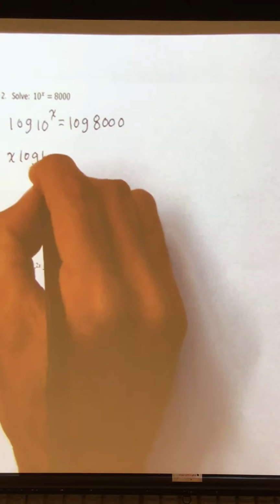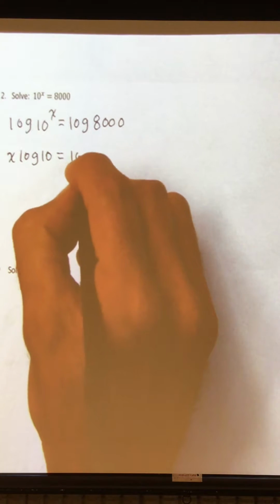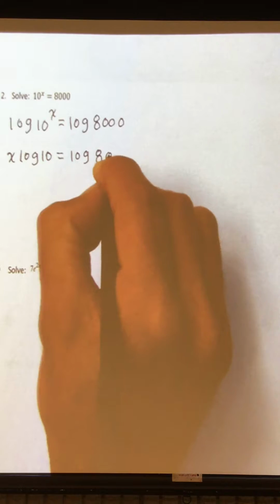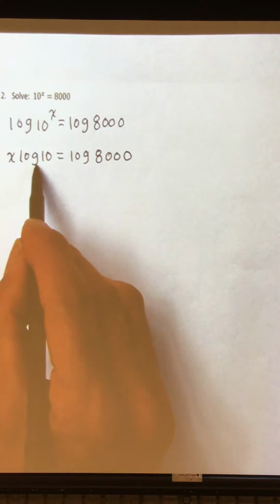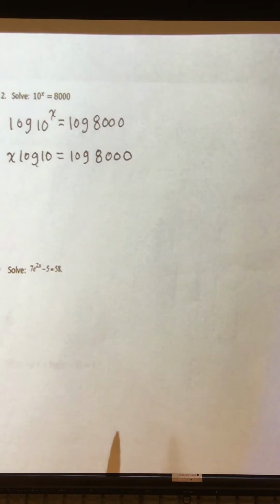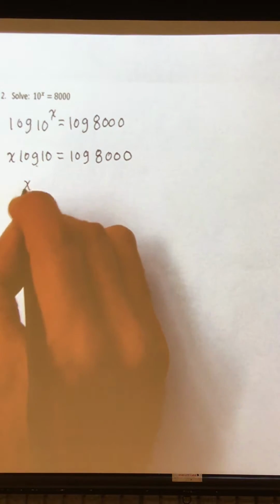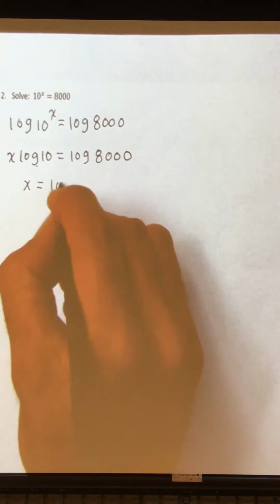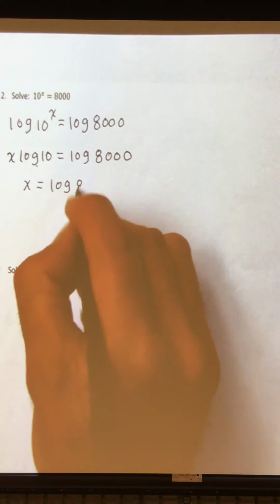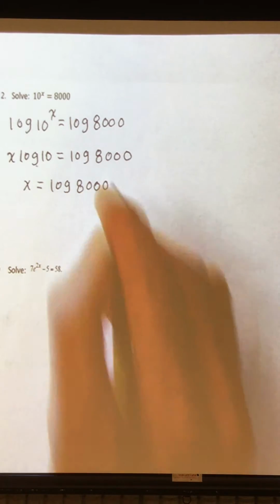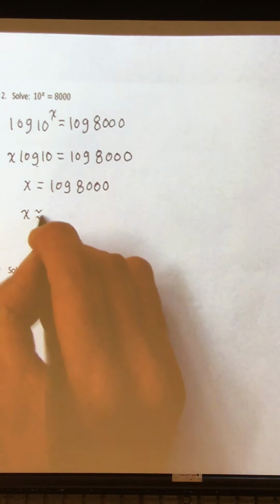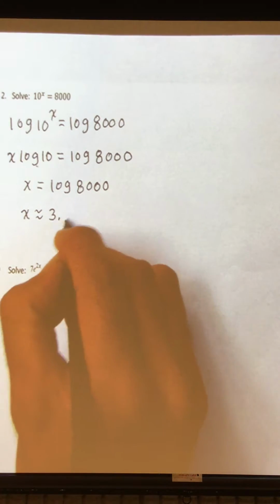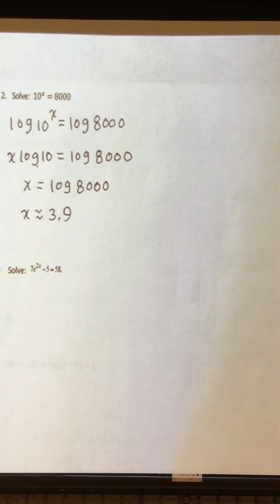Now we use the property of logarithms that the exponent becomes the multiplier. So we have x log 10 equals log of 8,000. And log base 10 of 10 means 10 to what power is 10, and that is 1. So we get x by itself then is equal to the log of 8,000. And if you wish to get a decimal approximation on the calculator, we'd get approximately 3.9.